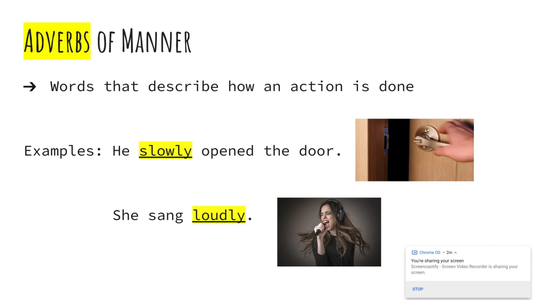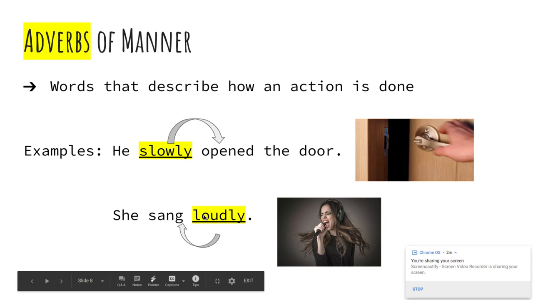So here's some more examples. He slowly opened the door. Slowly is the adverb, and it's describing this verb, open. She sang loudly. Loudly is the adverb, and it's describing this verb, sang.